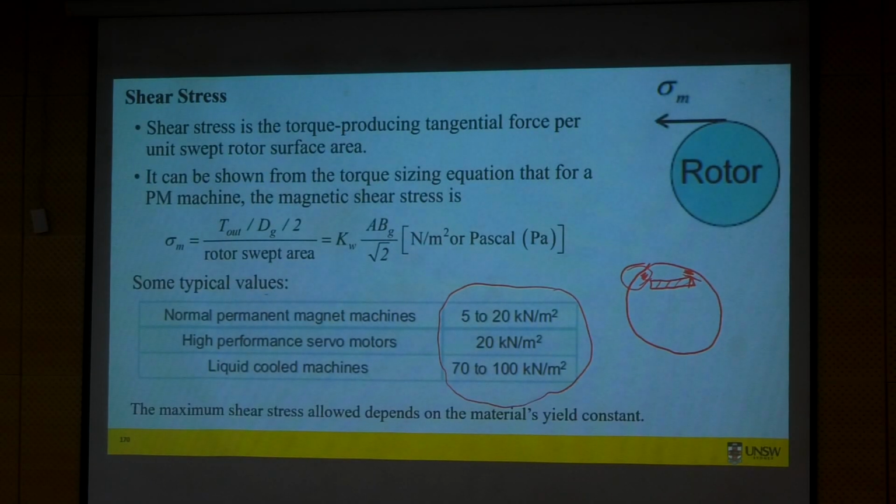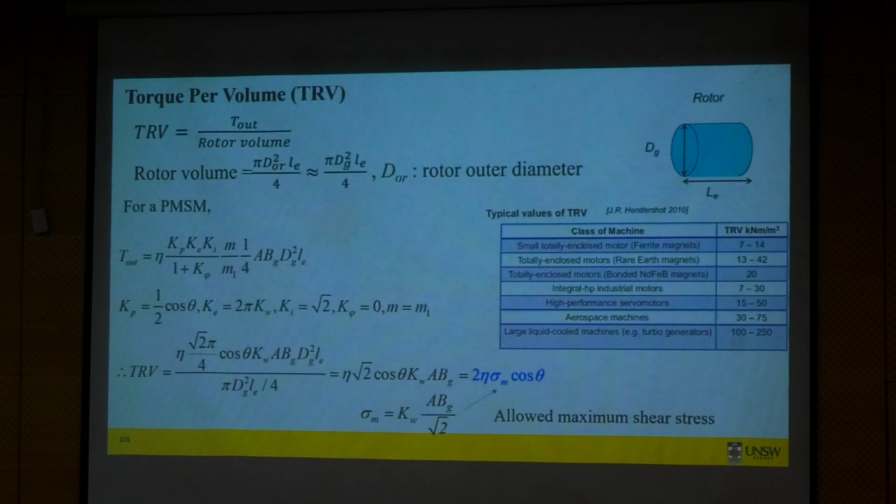In all material data sets, you will find their withstanding capability. It's usually given by their yield constant. Material data sets should have this information. Another parameter is called torque per volume, TRV. Torque per volume is important when you are making machines small and compact, because you are trying to reduce the rotor volume compared to the required torque or power, right?